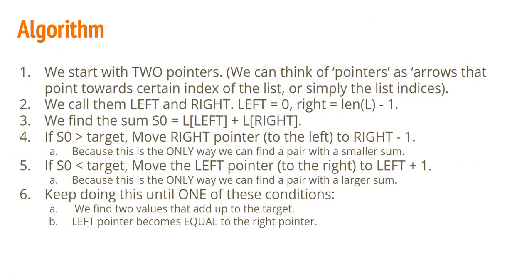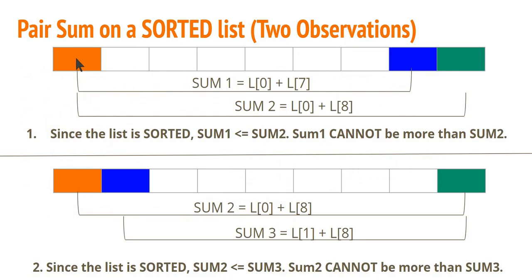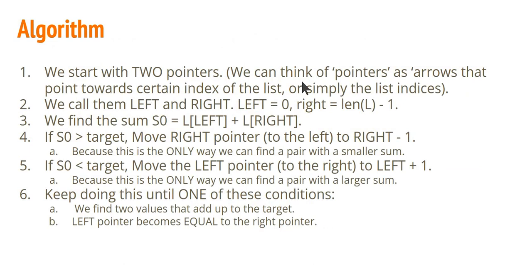With this background set, we can now come up with an algorithm. We start with two pointers. Think of pointers as arrows pointing towards certain indices on the list, or simply the list indices, whichever way you're comfortable. Let's call them left and right. Set left to 0, which means the first item on the list, and right to length of L minus 1, which is the last item on the list. Something like this: left is pointing here, right is pointing here. At this point, I find the sum. I call this S0, L left plus L right.